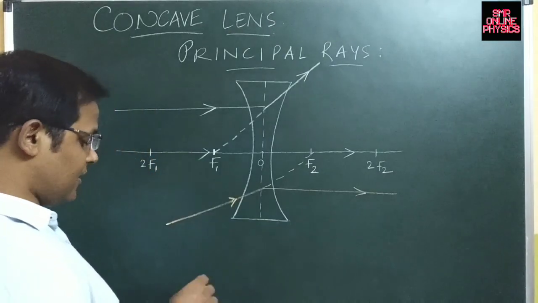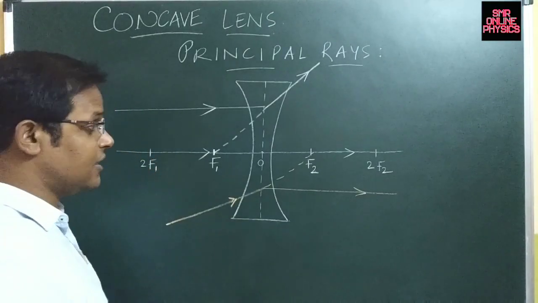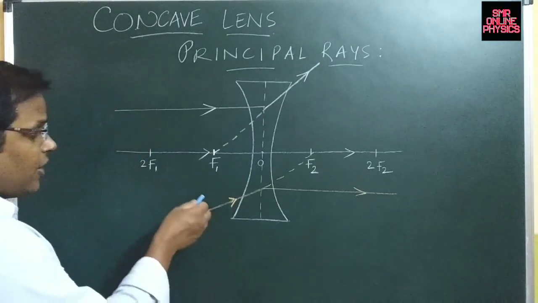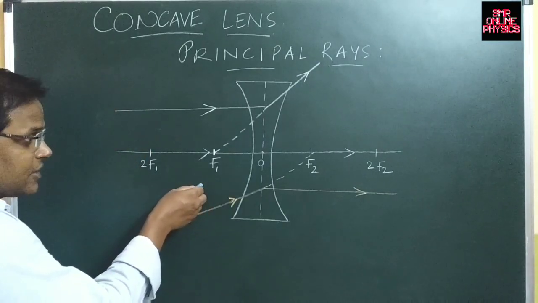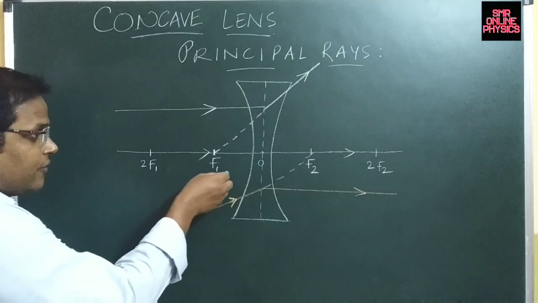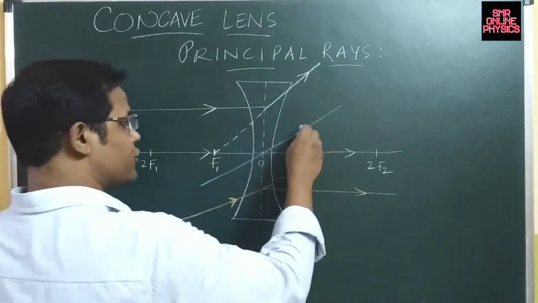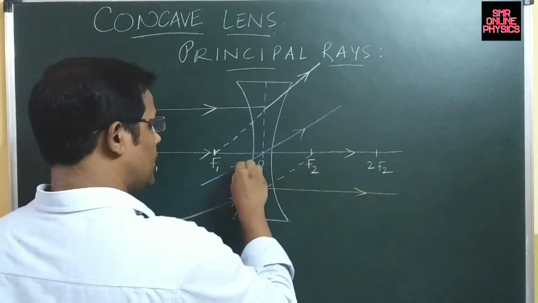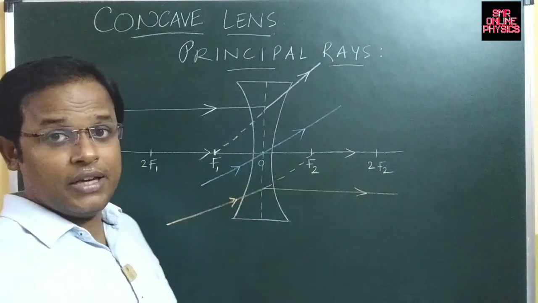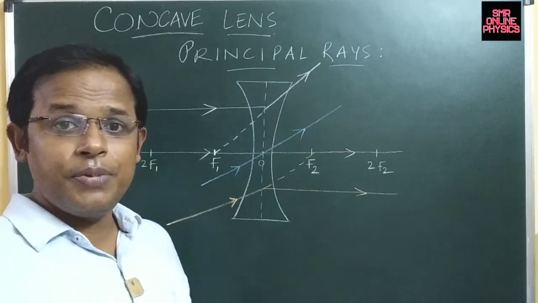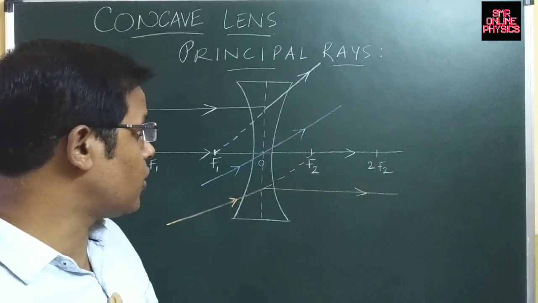All right? And the third principal ray, which is easily understood, is a ray of light which happens to be incident on the optical center from any direction, and is assumed to leave undeviated. So these are the three principal rays valid for concave lenses.